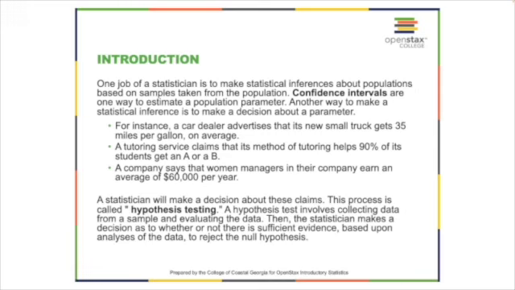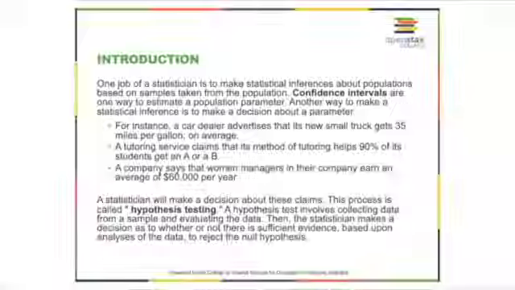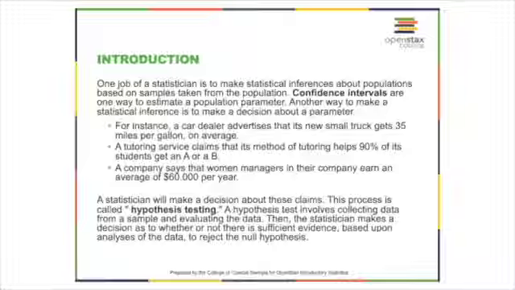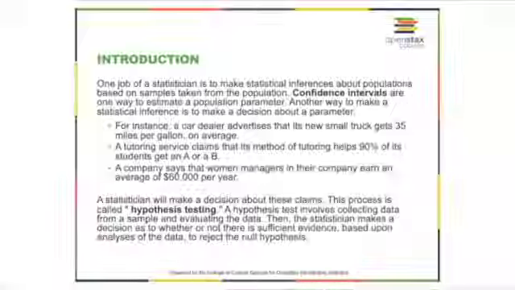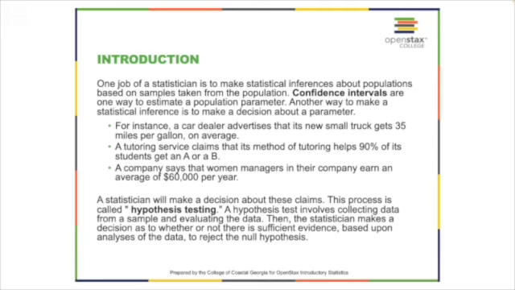One job of the statistician is to make statistical inferences about populations based on samples taken from the population. Confidence intervals are one way to estimate a population parameter. Another way is to make a statistical inference by making a decision about a parameter. So for instance, a car dealer advertises that its new small truck gets 35 miles per gallon on average. So that's the claim that they are making. A tutoring service claims that its method of tutoring helps 90% of its students get an A or a B.